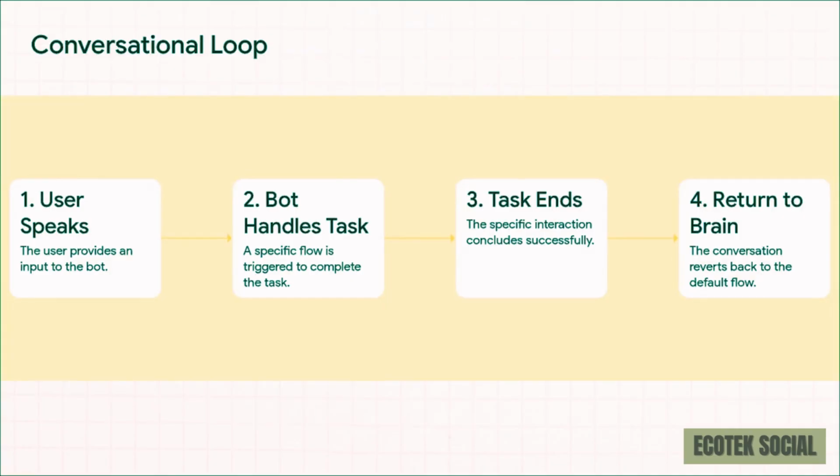And what this does is create this really simple but super powerful conversational loop. The user speaks, the bot goes off and handles a task, that task ends, and boom, the conversation returns right back to the central brain, ready for whatever's next. Understanding this cycle is the key to making a bot that feels coherent and not just chaotic.